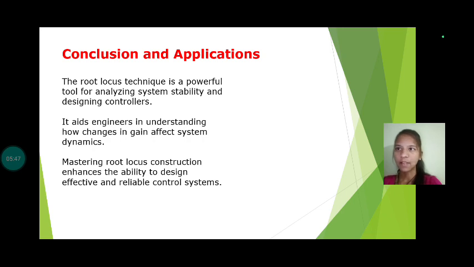Conclusion and applications. The root locus technique is a powerful tool for analyzing system stability and designing controllers. It aids engineers in understanding how changes in gain affect system dynamics. Mastering root locus construction enhances the ability to design effective and reliable control systems.